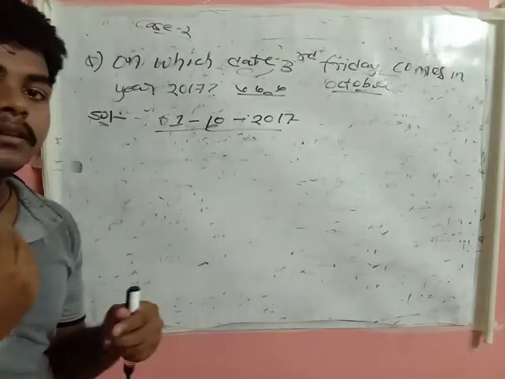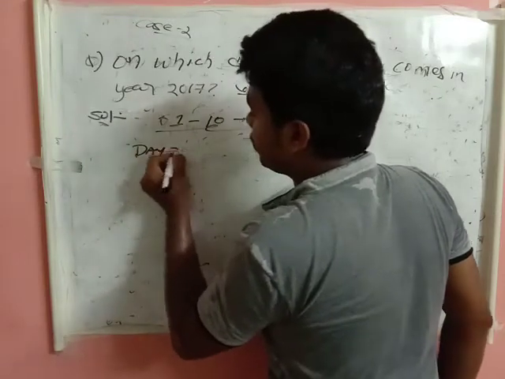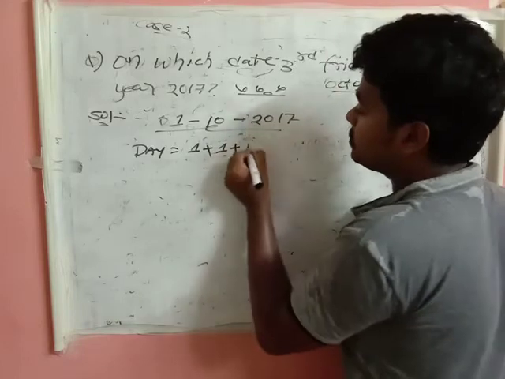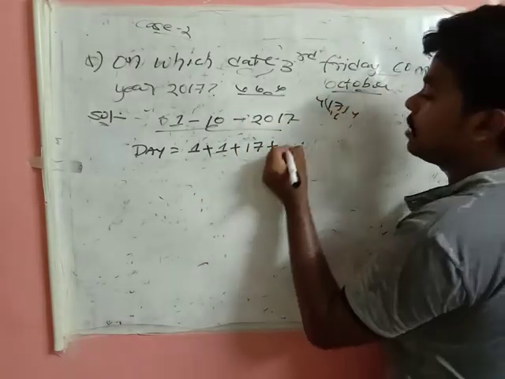So I will be using my formula, that is day is equal to date. So date is 1. The month code of October is also 1. The number of years is 17. Number of leap years, so 17 divided by 4, 4 fours are 16, the number of leap years is 4.